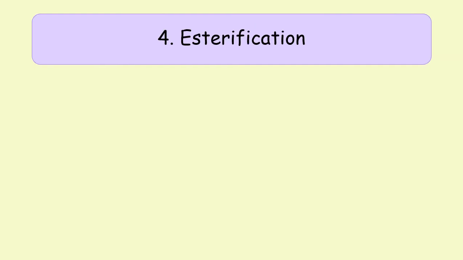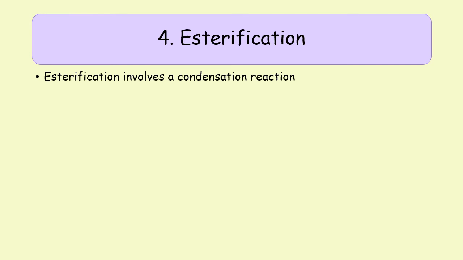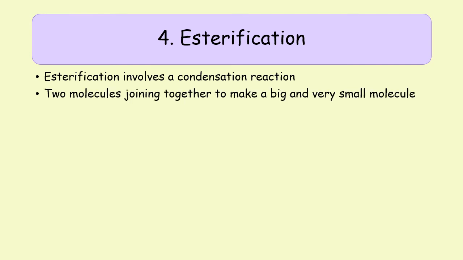The next reaction that alcohols can do is esterification. So from Higher, you know how to make esters. You react alcohols with carboxylic acids in a condensation reaction. So two molecules join together to make one large molecule and one small molecule. At Higher, it was always water being that small molecule, but you'll see on the next slide that it does not have to be water.